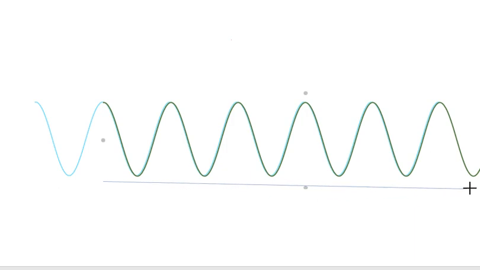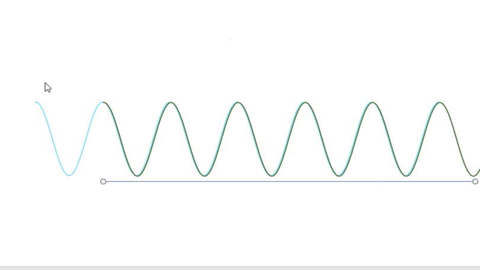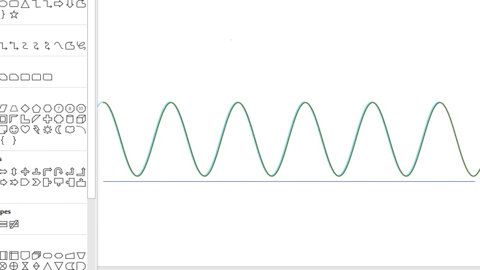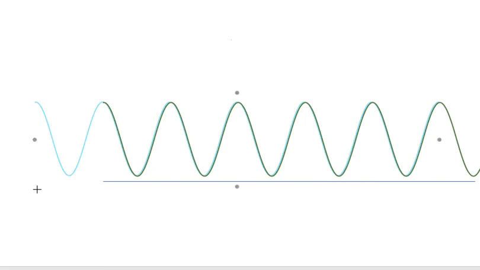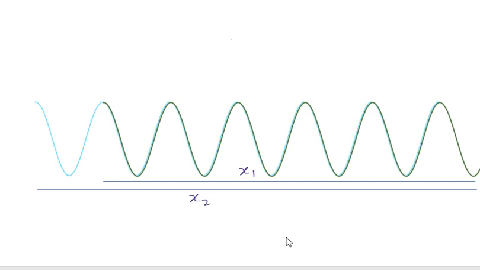From this point till this point, let's say. How far is this wave moving? What distance is it covering? This wave is covering technically more distance than the other wave, right? So what is the difference between these two distances? Let's say this distance is x1 and this distance is x2. What is the path difference?